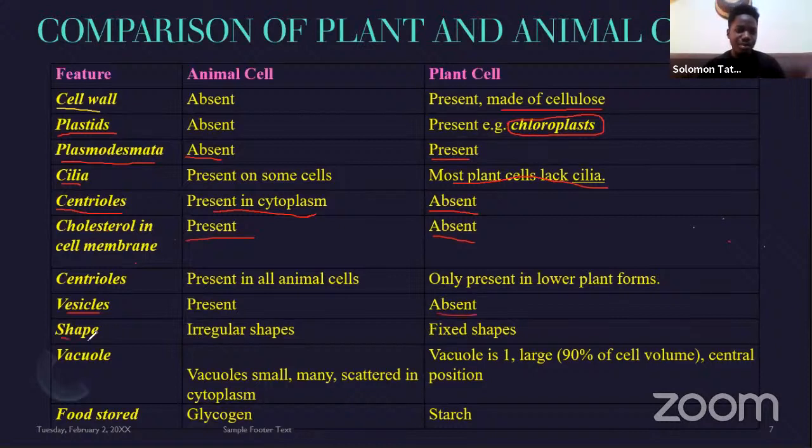The shape is irregular in animal cells, and a fixed shape in plant cells due to the cell wall. The vacuole is very small if present in animal cells, and the vacuole in plant cells is huge, taking up 90% of the cell volume. The food stored in animal cells is glycogen, and in plant cells it is starch. So that's very, very important.